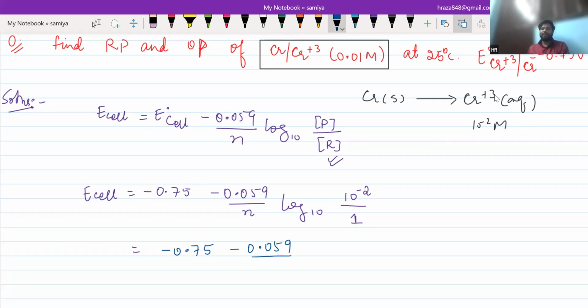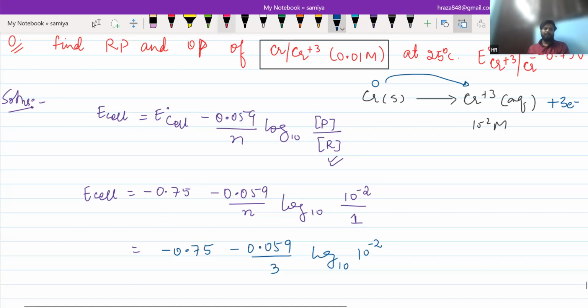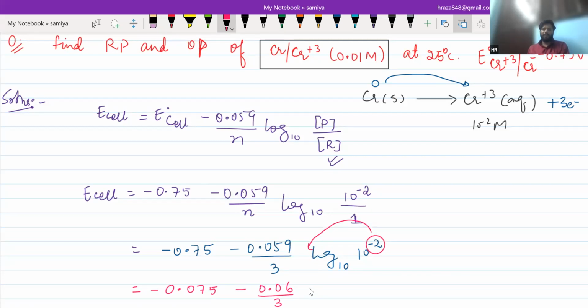Now, minus 0.75 and minus 0.059. What is the value of n? You can see 0 is converting into plus 3, that means 3 electrons it lost. So I'm going to put the value of n, that is 3, and log 10 raised to the power minus 2 to the base 10. If I round it off, it will be 0.06 divided by 3, and you can see this is the power formula. So this power will come in front, that means into 2 log 10 to the base 10. Again you can see 10, that means it will have a value 1.